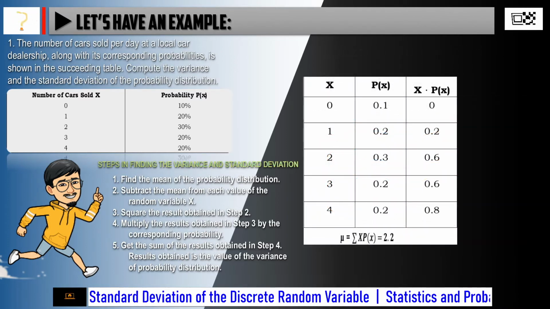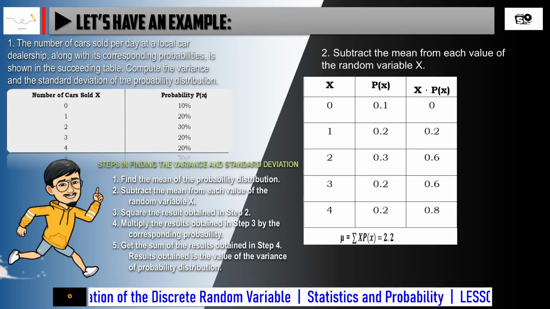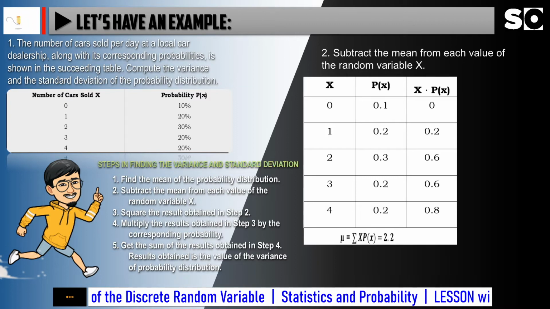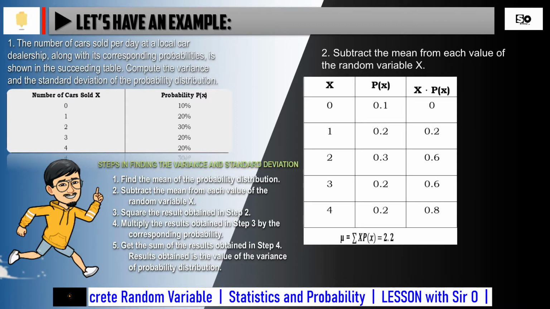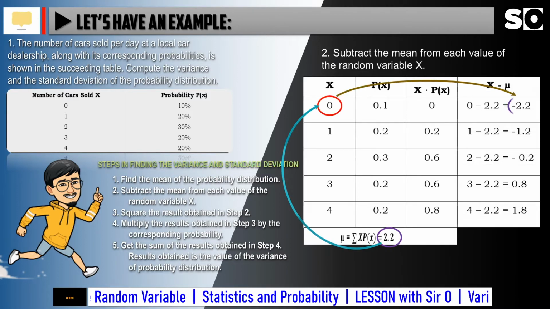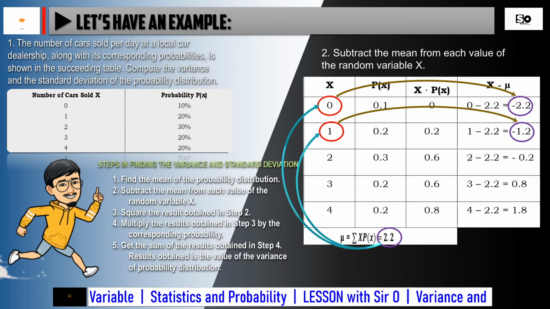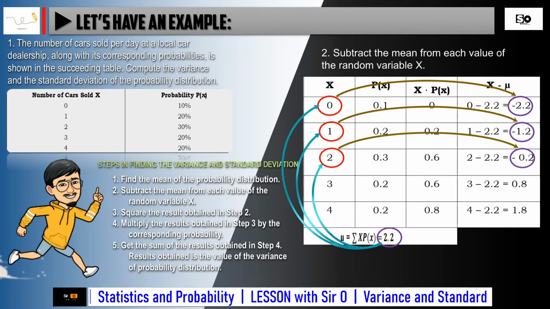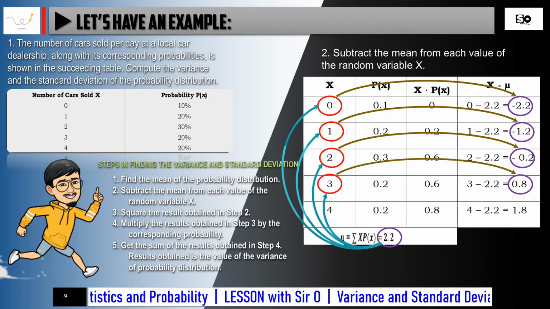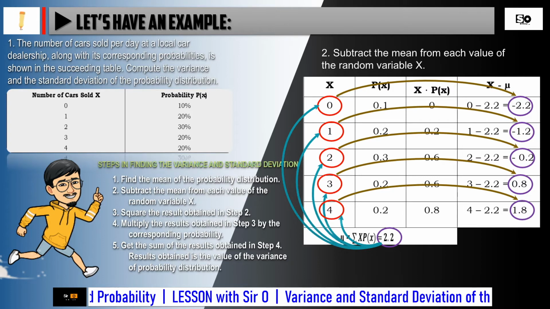Let's do step number 2. Subtract the mean from each value of the random variable x. So we're going to subtract the mean from the given x values. We have negative 2.2. We have negative 1.2. We have negative 0.2. We have 0.8. And last, we have 1.8.